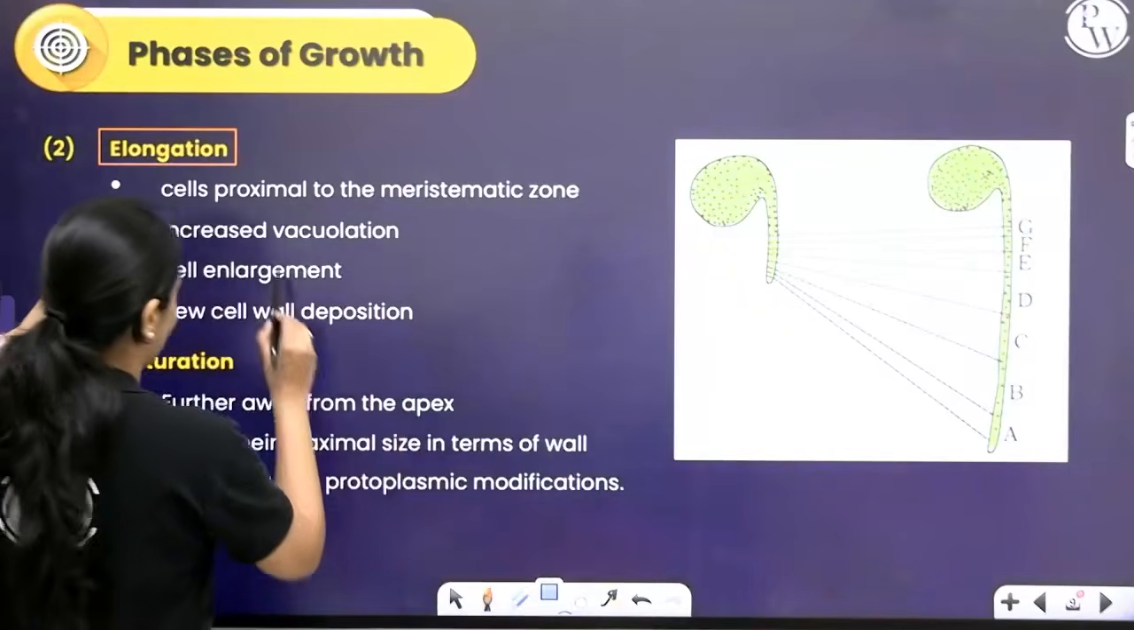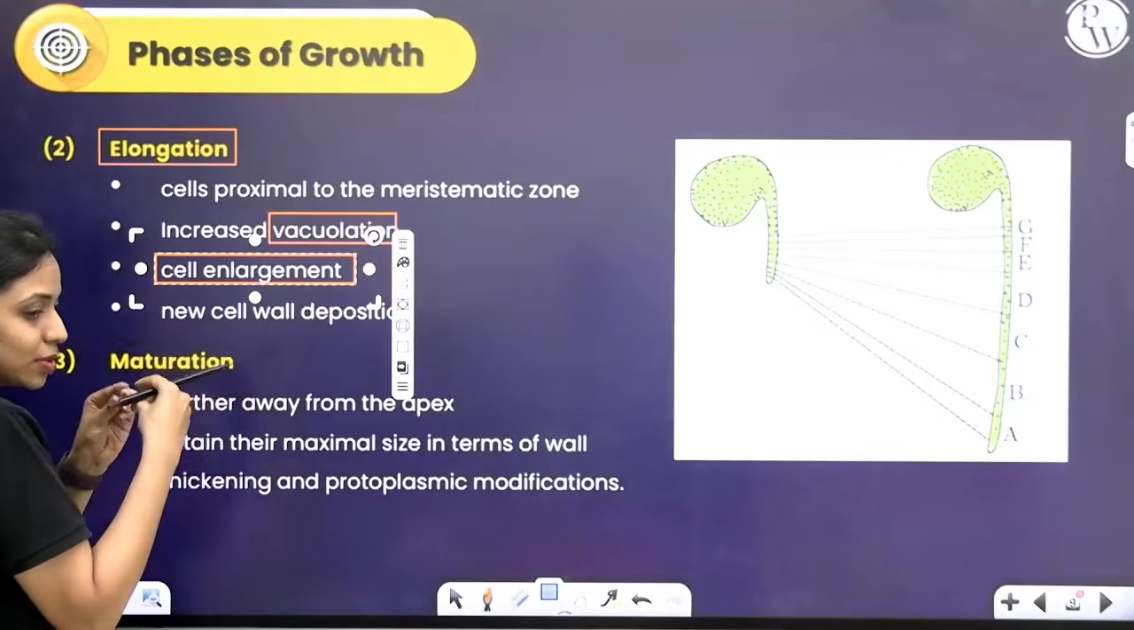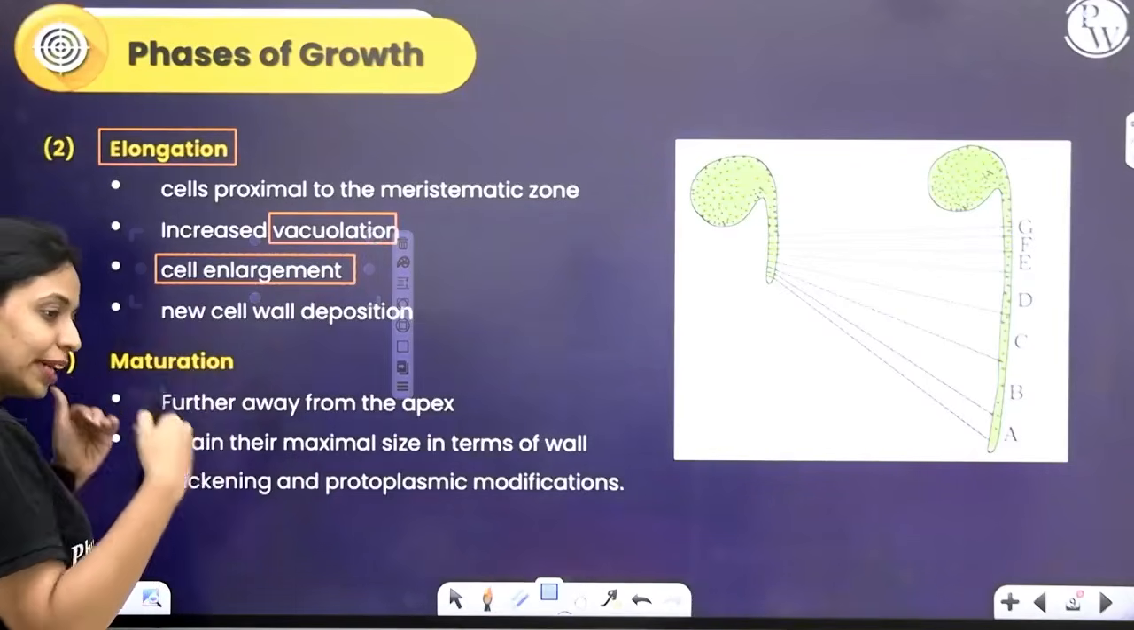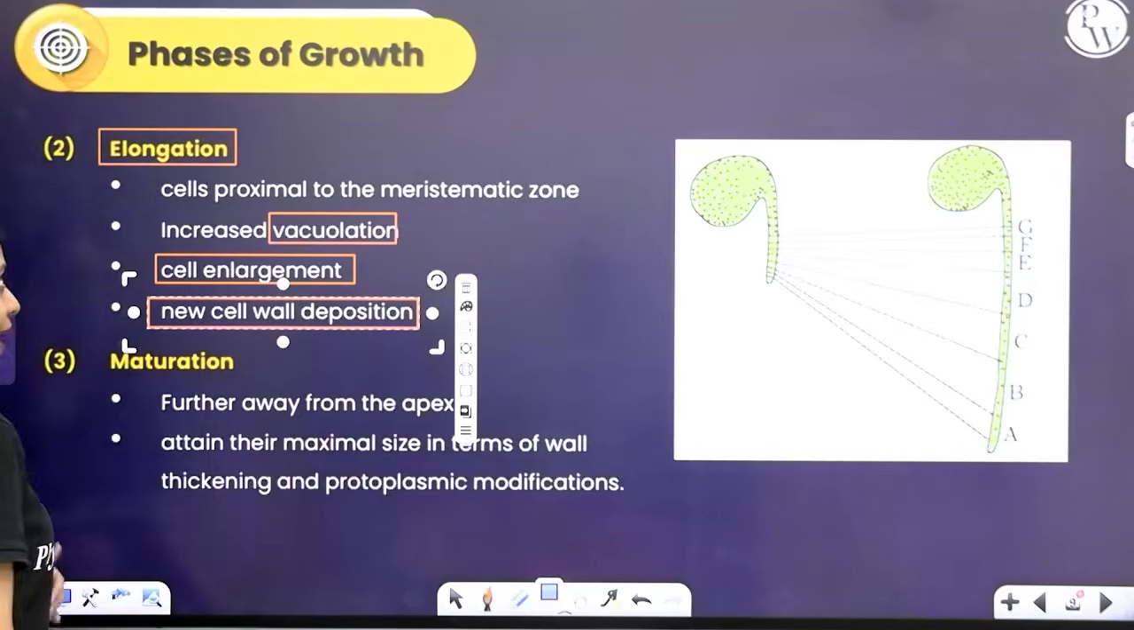Okay, so you can see vacuolation here. The cell will start to enlarge, and now that the cell is becoming bigger and bigger, you will need newer cell wall to get deposited. So new cell wall deposition also will happen.